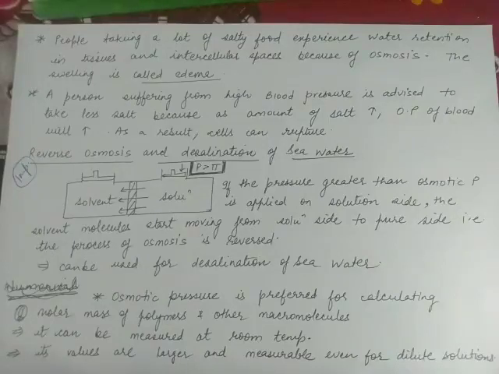So suppose the question comes: how can you calculate the molar mass of any polymer or macromolecule? We cannot use relative lowering of vapor pressure. We cannot use elevation in boiling point or depression in freezing point, because if molar mass is high, the magnitude of these properties will be very, very small, and it is not possible for us to measure them at room temperature. So which property is preferred? Osmotic pressure is the property preferred for calculating the molar mass of polymers and other macromolecules.